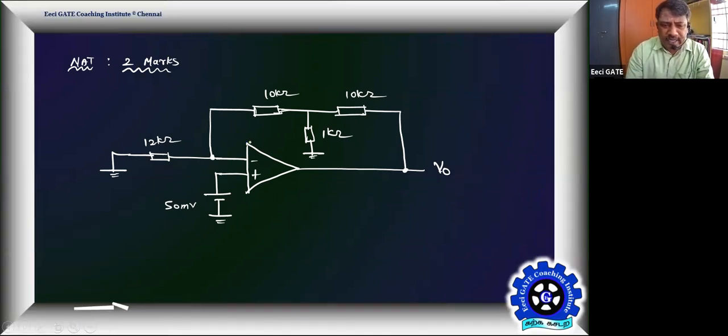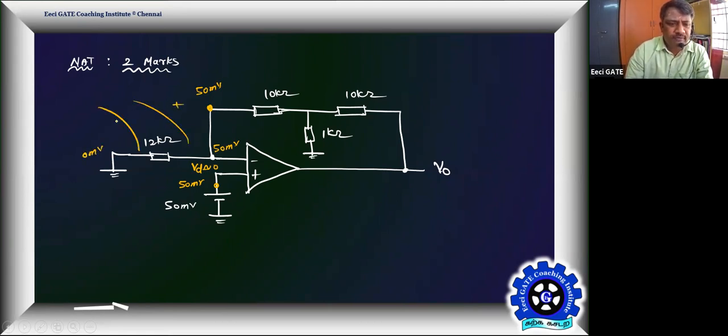So the op-amp is using negative feedback, therefore it is going to offer a virtual short. So VD is equal to 0, and this point potential is 50 millivolt. Therefore, due to virtual short, this is also 50 millivolt. That means the top end of this wire is at 50 millivolt. Since this is 0 millivolt, the voltage across the 12K is 50 millivolts. Then you can find the current.